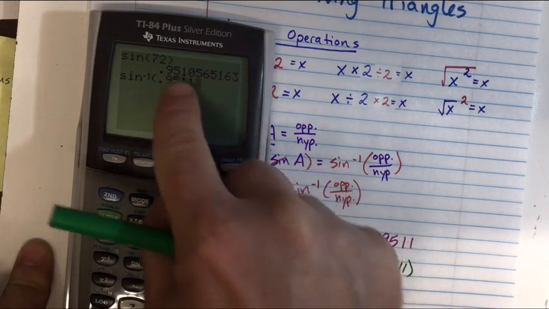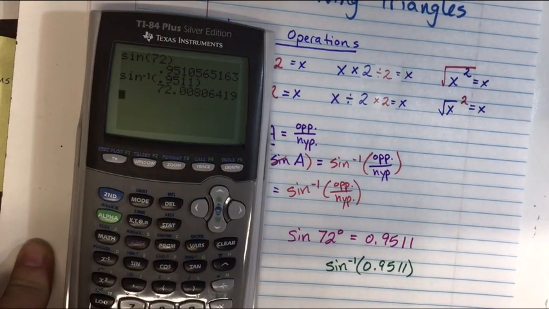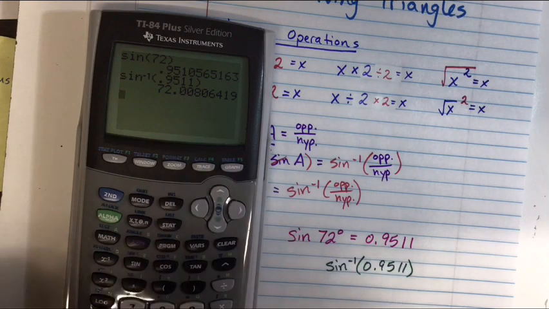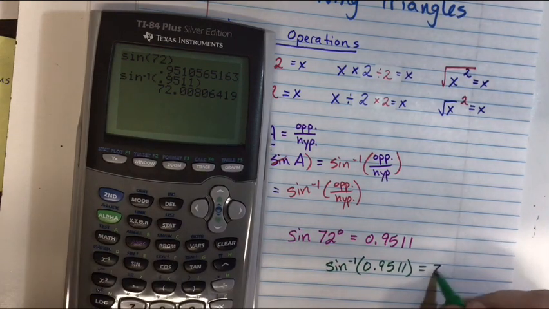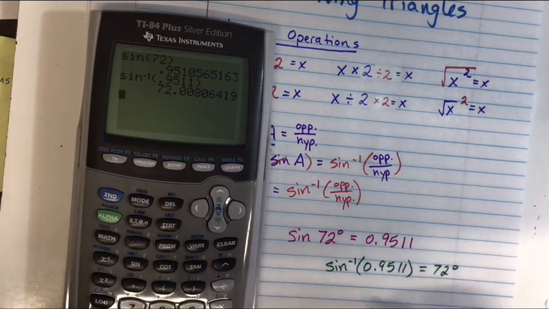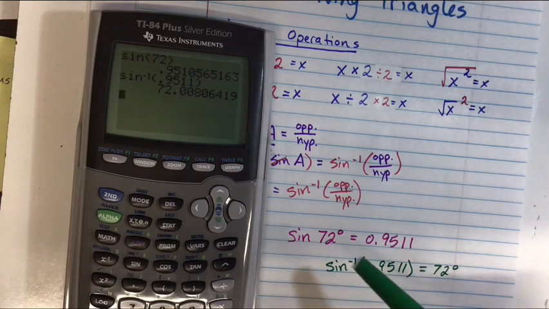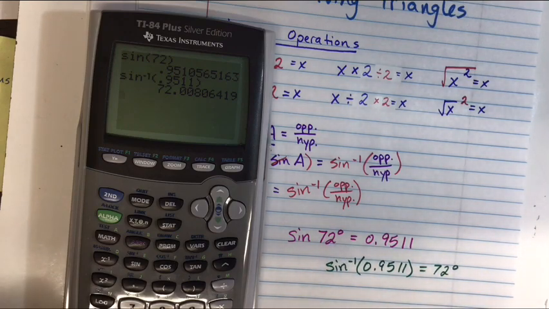Now, I'll get something pretty close to 72. Since I rounded this number, this will be a little bit different. But there you go, 72.00. So it is 72 degrees. And so you can see that the calculator understands, and it is built into the program of the calculator to do these ratios and inverses of those angles, or of those ratios to get the angles.